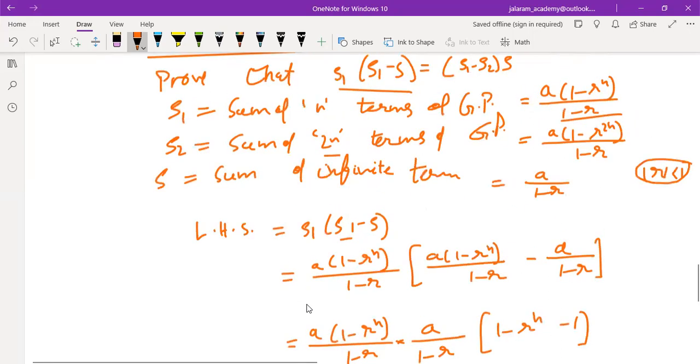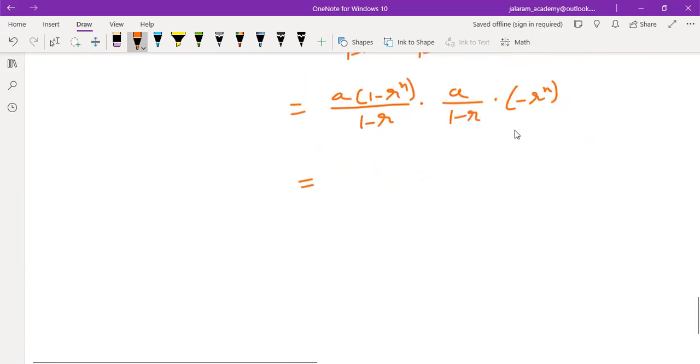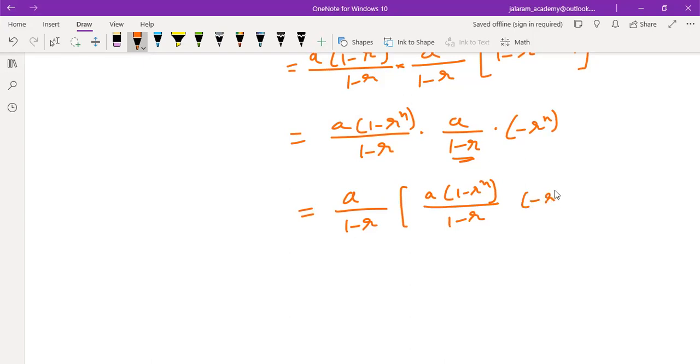And what we have to bring? S1 minus S2 into S. S we know is A upon 1 minus R. It is already there, so write it first of all, A upon 1 minus R, and write the remaining in bracket: A into 1 minus R to the power n upon 1 minus R into minus R to the power n. So A upon 1 minus R, which is S, is already there, and A into 1 minus R to the power n into minus R to the power n.